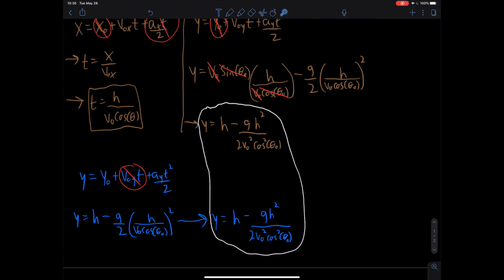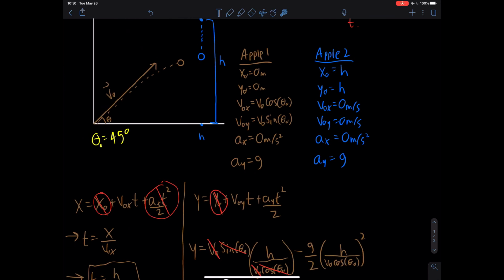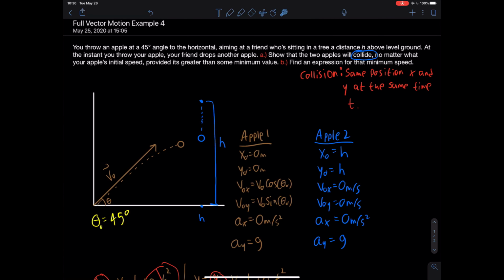So that's part A. We've shown that they will collide, but it says they will only collide provided the initial velocity is greater than some minimum value. And so let's think about that. What could that possibly be? Well, we know if we threw our apple at a very slow speed, maybe it doesn't even reach this position. Maybe we just throw it and it just kind of lands here. So we have to at least throw it far enough to cover the distance h between where we started and the horizontal position of our friend.